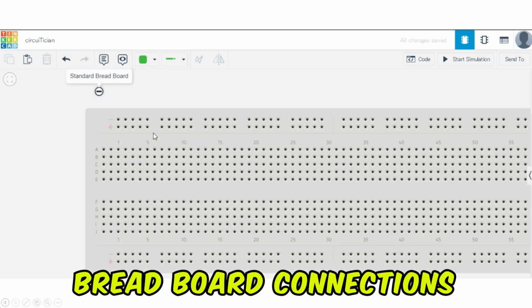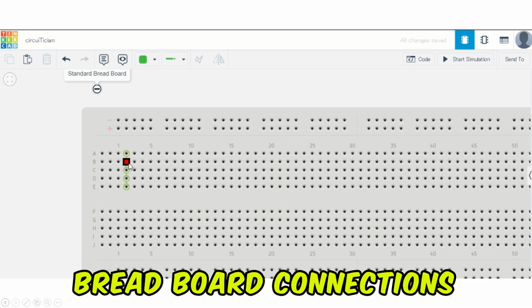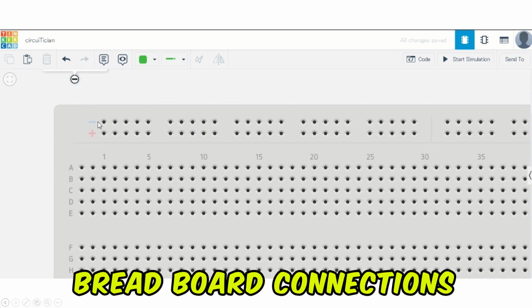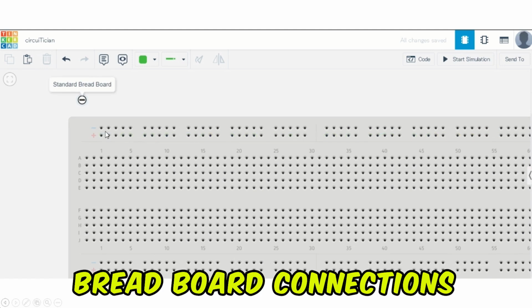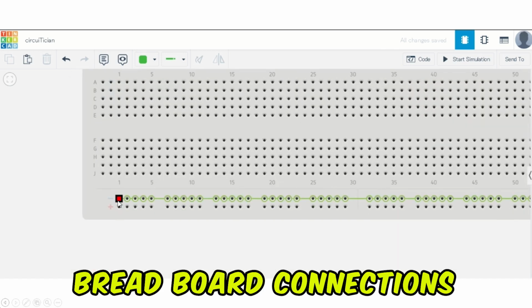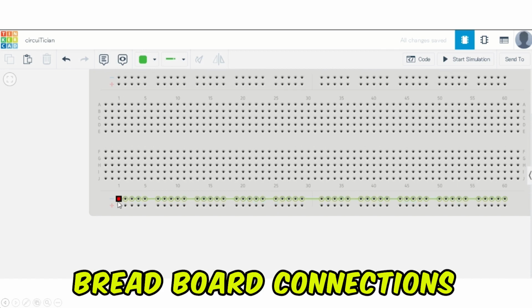Now coming to the upper and lower portion points. Here you can see there are plus and minus symbols. So these connections are called power rails. All the points in the minus row are connected together and all the points in the plus row are connected together. So these two rows are used for giving power to the breadboard, and we can use these two rails for powering all the circuits throughout the whole breadboard. Okay, and this connection is the same for the lower portion also. Here you can see in the lower portion there are also minus and plus symbols.